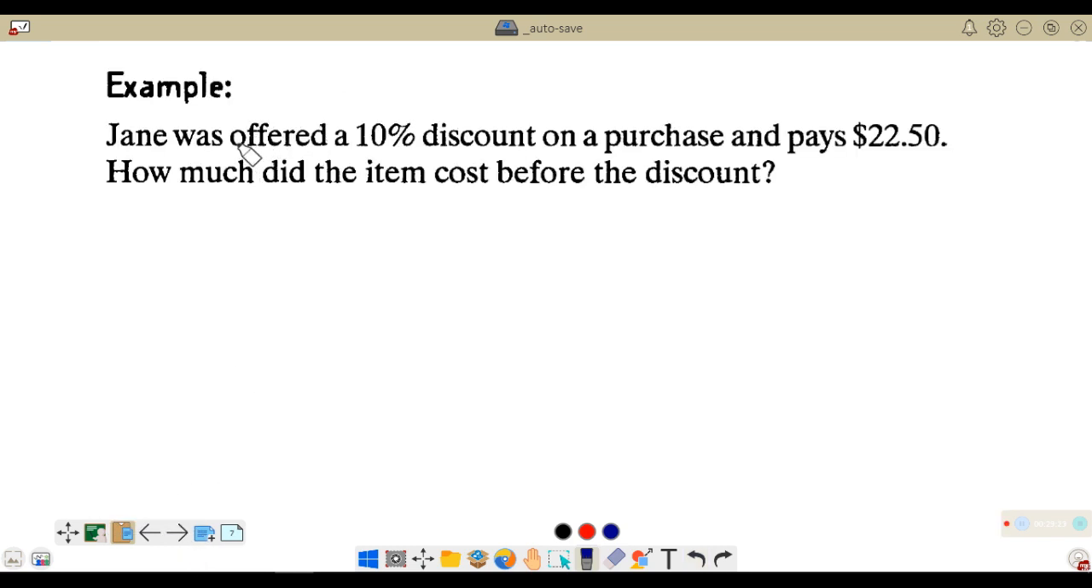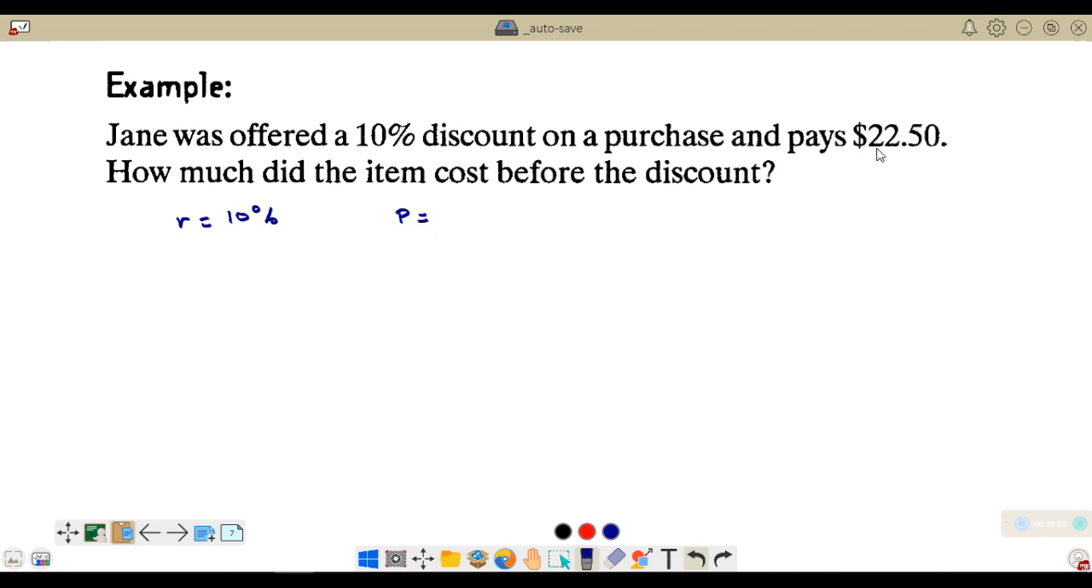Next, apply natin siya dito. Jane was offered a 10% discount on a purchase and pays $22.50. How much did the item cost before the discount? So, mag-identify tayo ulit. So, pinakamadaling i-identify si rate kasi lagi siyang may percent. Okay? Next, magkano yung binayaran niya na lang? 22.50. So, ito ba ay mag-serve as our, ang tawag dito, percentage? Yes or no?